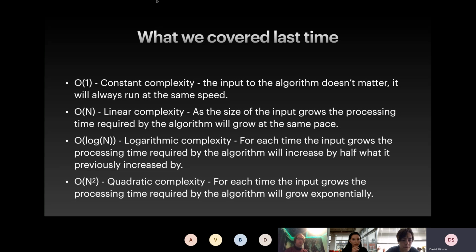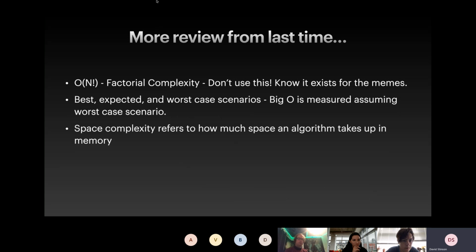For each time an input grows, processing time required by the algorithm grows in an exponential fashion. Then we have O of n factorial. It's factorial complexity. Don't use it.